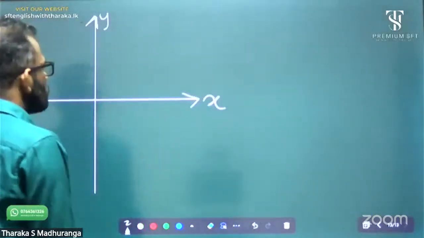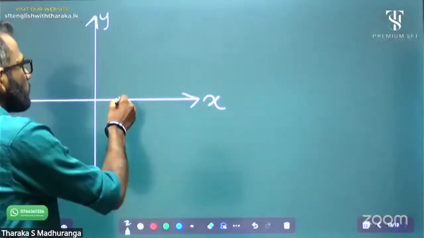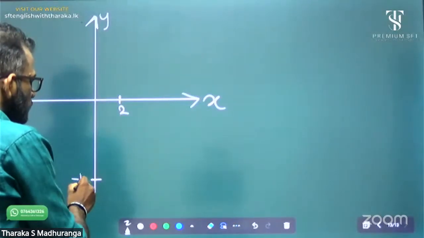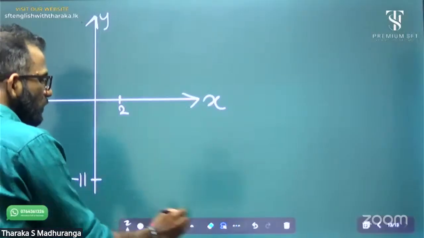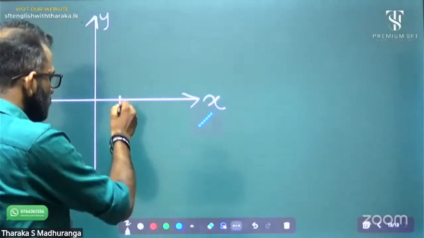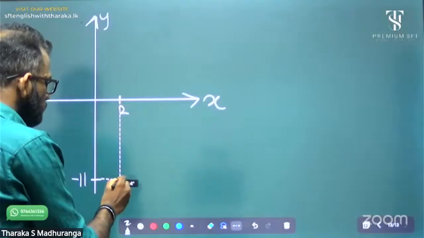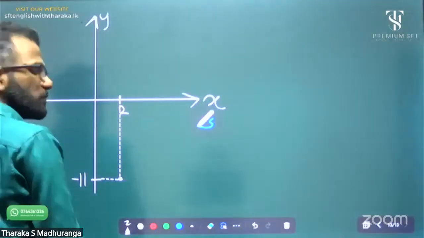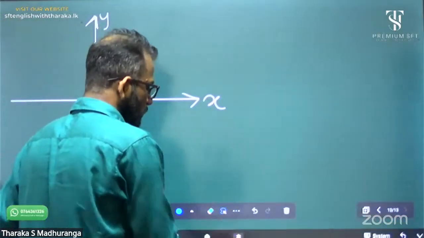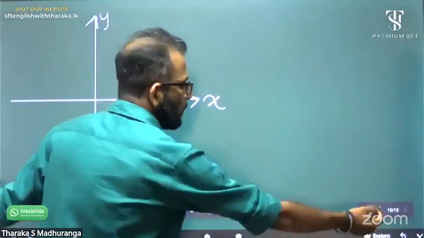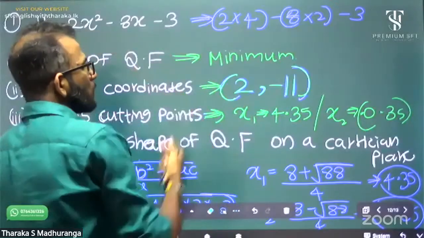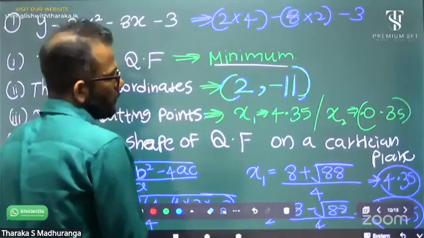X coordinate 2, approximately this is 2. The y coordinate minus 11, think it is minus 11. This is the turning point. Okay, it is minimum. Okay, no issue.